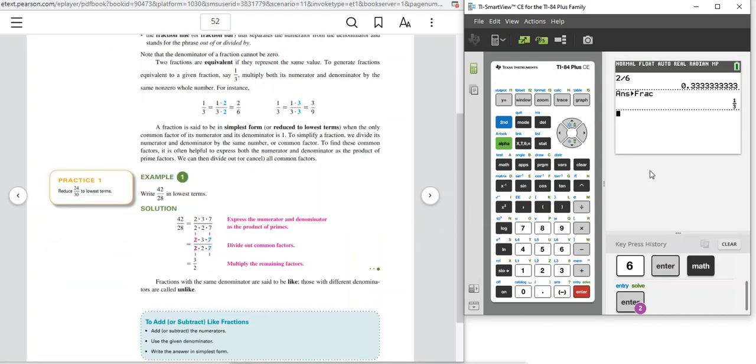So that's an easy way, if your calculator has that, to reduce a fraction. And again, let's go ahead and put this number in. I'm going to clear this and put in 42 divided by 28.